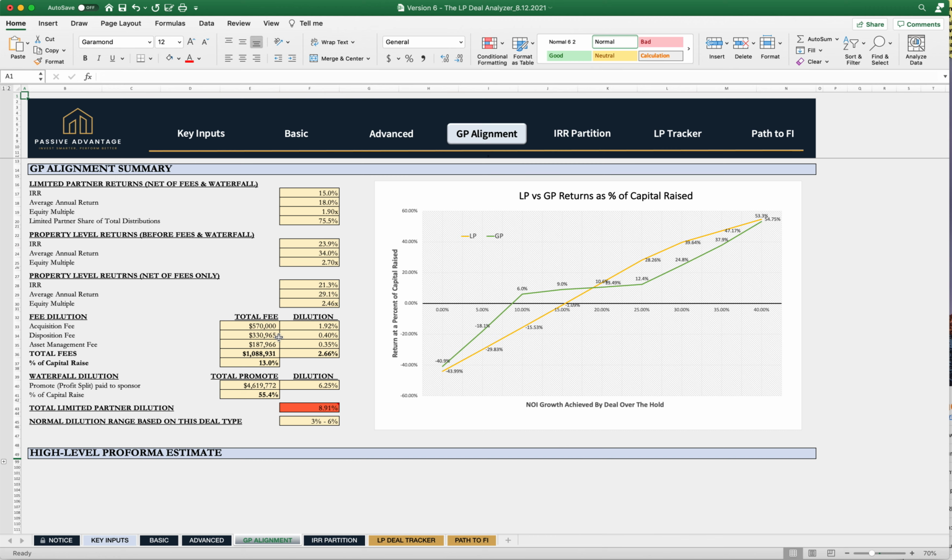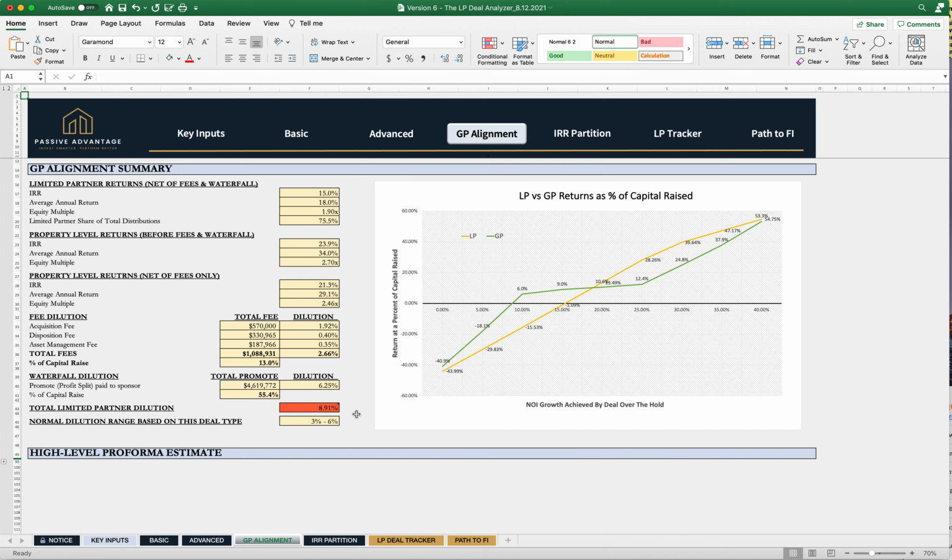If you wanted to pay attention to one or two things on this sheet, this limited partner dilution is one of the more important metrics you can see in terms of looking at a limited partner's return and how it's affected by the fees and the waterfall structure of a deal. In this deal, you can see that the 8.91% dilution rate is outside the target range for this value add deal.